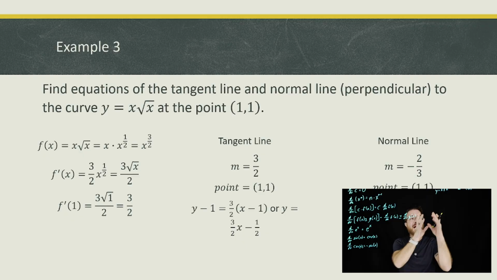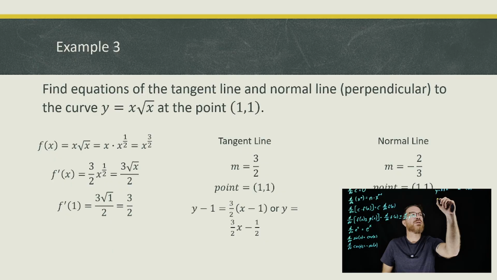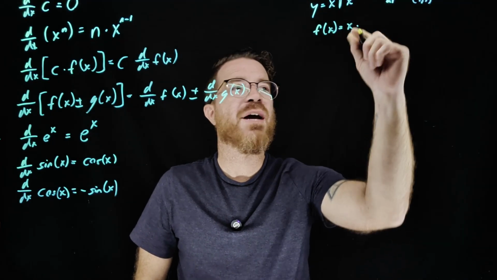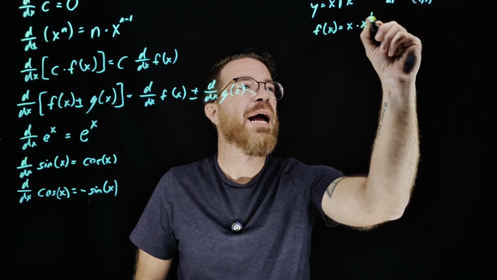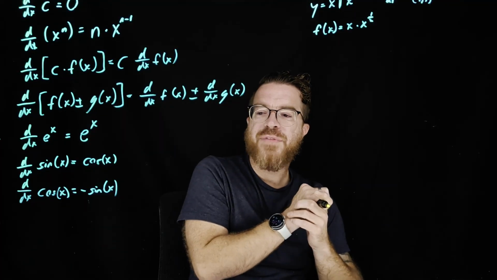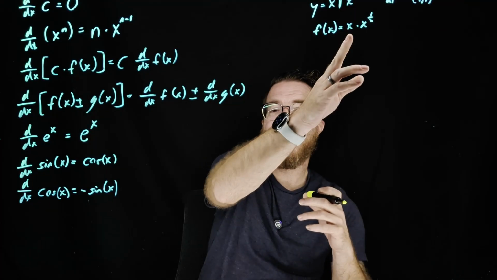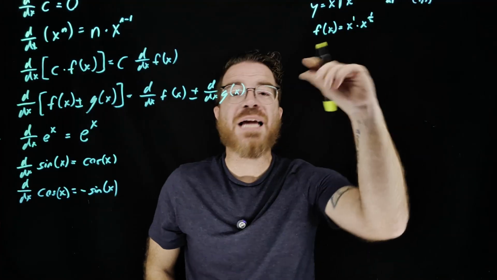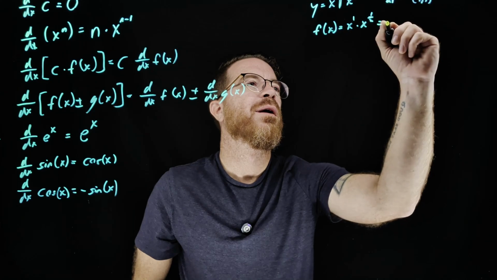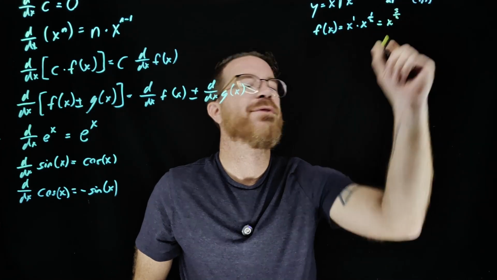So the first thing we're going to do is we have this function f of x is equal to x square root of x, which I'm going to rewrite in terms of a power so I can use my power rule. So f of x equals x times the square root of x, which is just x times x to the 1/2. If you watched our review or you just remember how to deal with powers, you just add those two powers together. So this would be x to the 1 plus 1/2, or x to the 3/2 power.